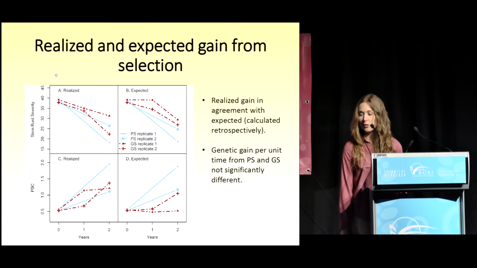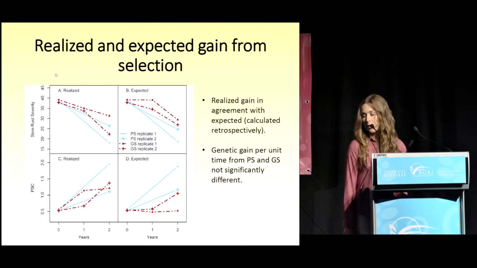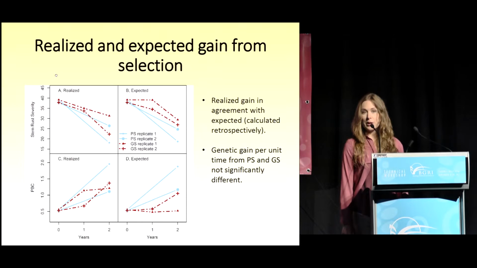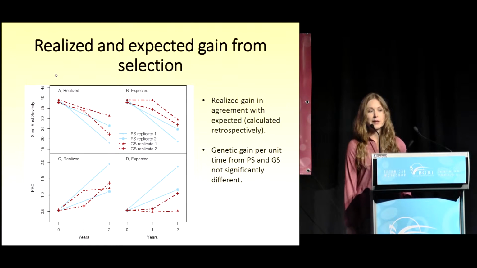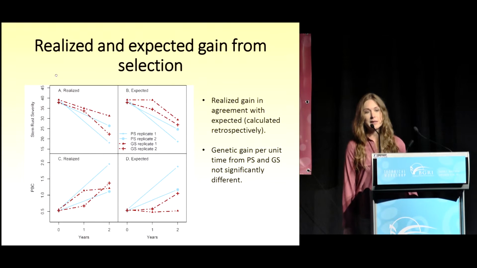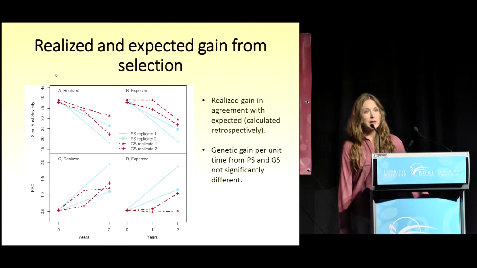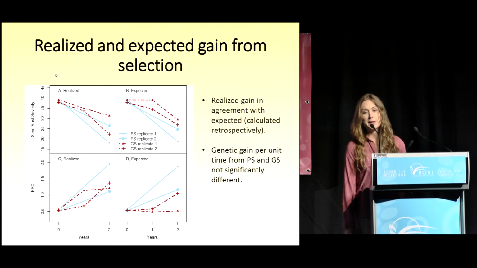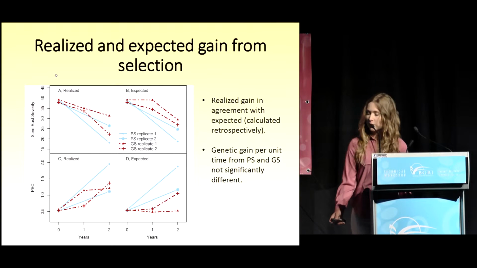The expected is also very similar to the realized, which is very good. We're basically agreeing with theory, so we're confirming what we see. And then, interestingly, pseudo-black chaff, we also see a significant correlated response. Now, overall, we could not detect a significant difference between gain from selection in genomic and gain from selection in phenotypic selection. So that's just telling us that in this particular experiment, we saw the exact same genetic gain per unit time from GS and phenotypic selection.